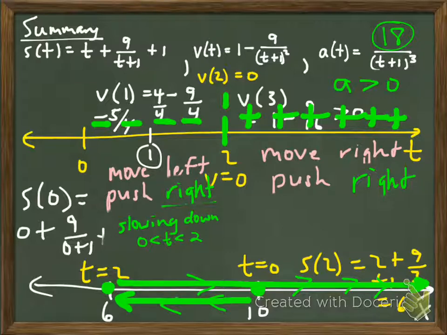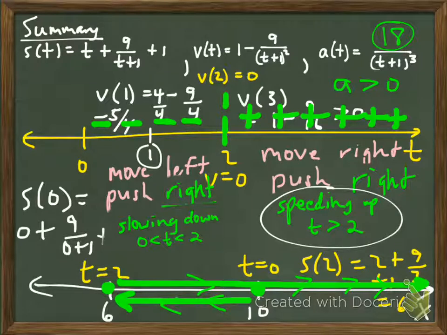So moving right, pushing right, that would be speeding up, and that's when t is greater than 2. So again, my apologies for the mistakes on that one. It only takes one mistake to ruin the entire problem. Speeding up, slowing down, those intervals were a result of me making the initial mistake on the acceleration always being negative.